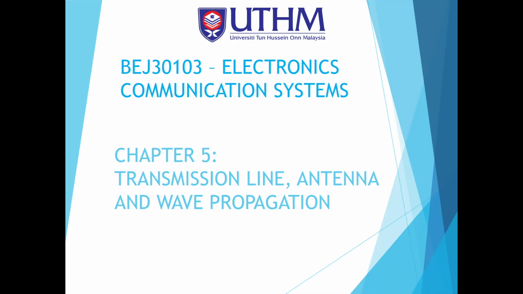Let's proceed with chapter 5: transmission line, antenna, and wave propagation. This is the last chapter, which consists of 3 topics: transmission line, antenna, and wave propagation. For your information, this chapter consists of topics from 3 different subjects. We have 3 different subjects that cover chapter 5, so we compress and summarize them from 3 subjects into 1 chapter.